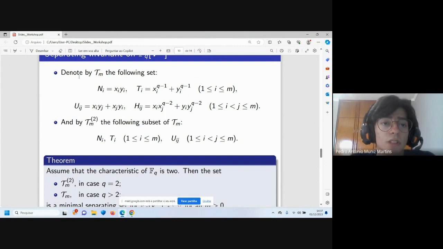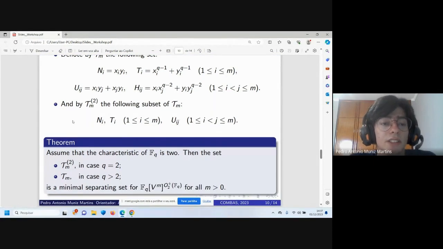Okay, with these sets tau m and tau m2, we could find this theorem: assuming F is a finite field with characteristic 2, the set, when our field has just two elements, tau m2 is a minimal separating set for this invariant algebra, and when our field has more than two elements, tau m is a minimal separating set for this invariant algebra for m copies of the space we want.